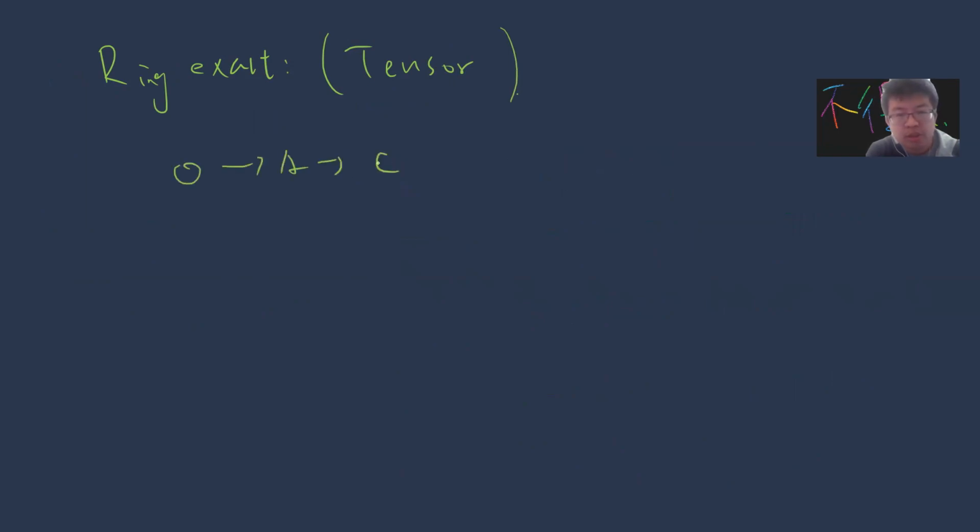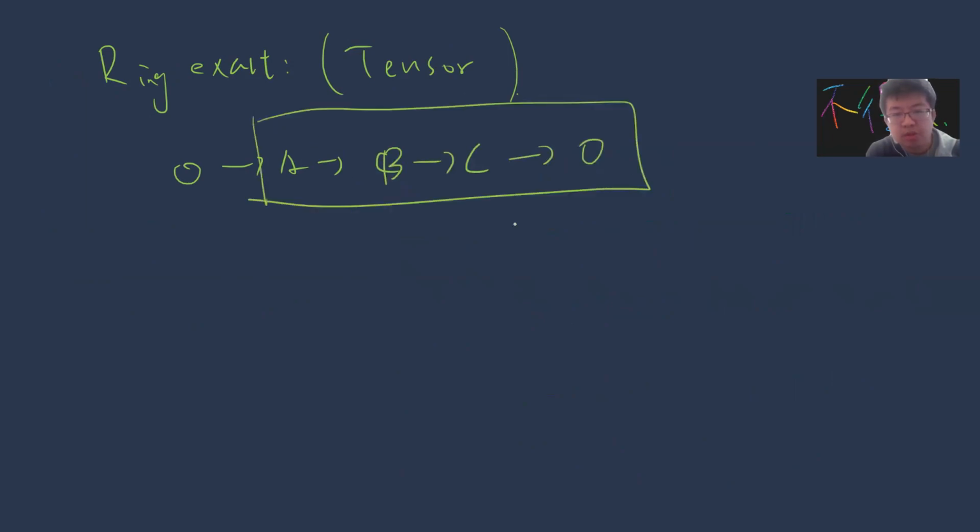And you can also define right exact. The famous example is the tensor. So the tensor structure is right exact. For example, you have A, B, C, let's say B, C, 0, and then you focus on this part, and then you can tensor. Let's say you tensor D.